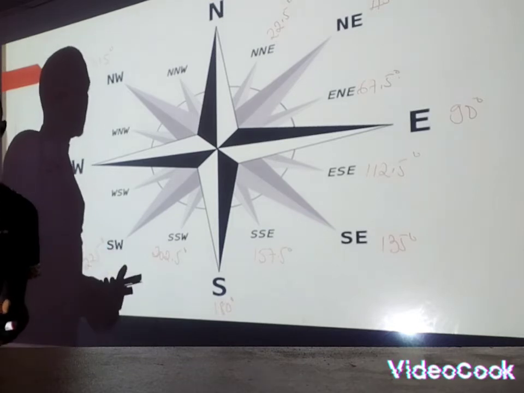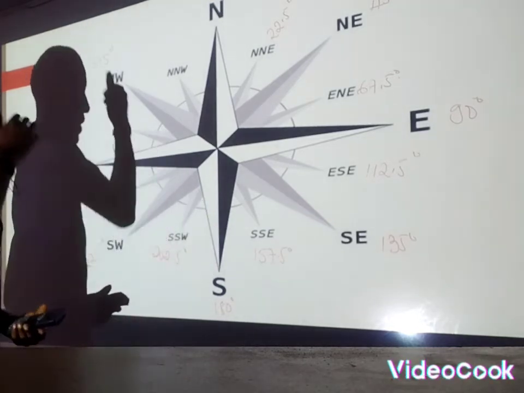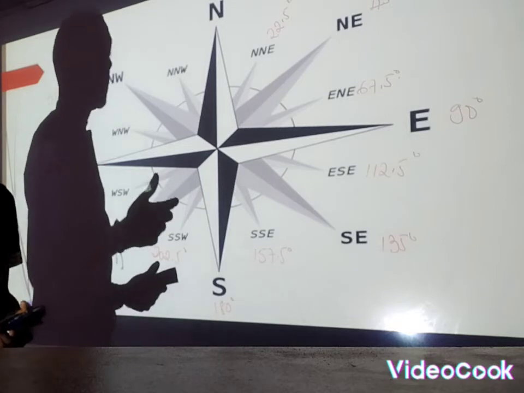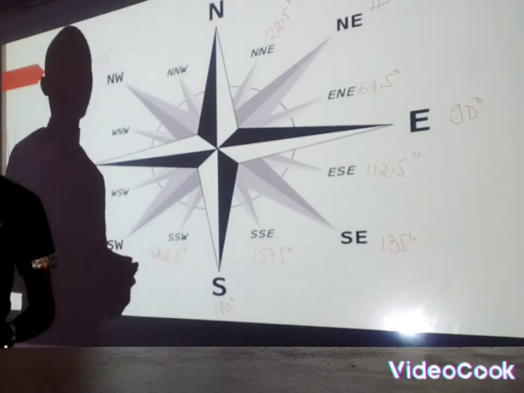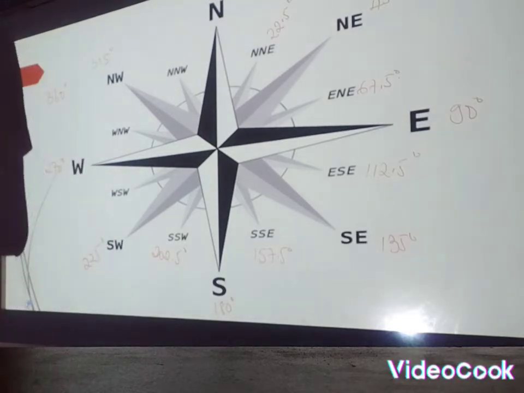Now, we have gotten how to come out with bearings, but the problem now is on map reading. When you come to map reading, what are you supposed to do when you have this situation? Let us look at a practical example of a map work.